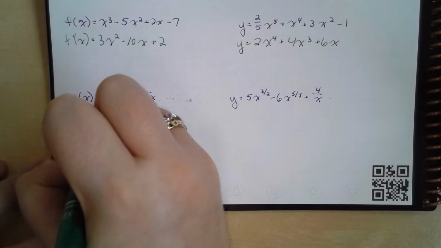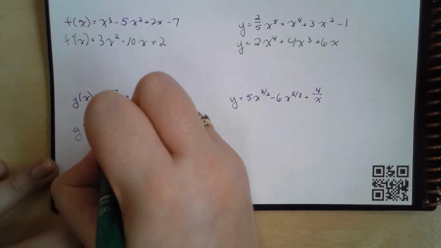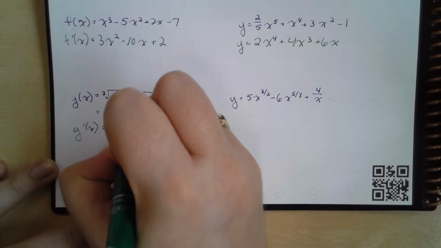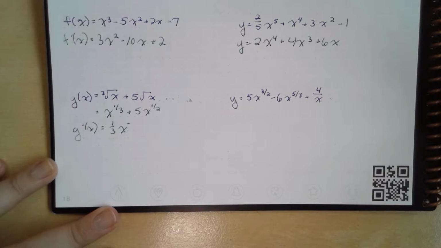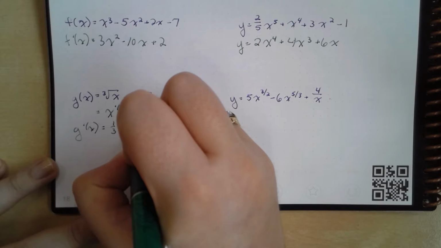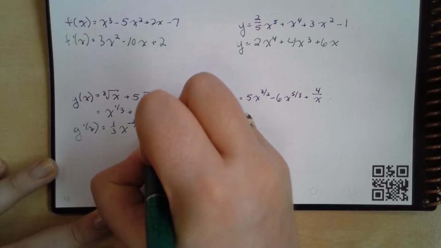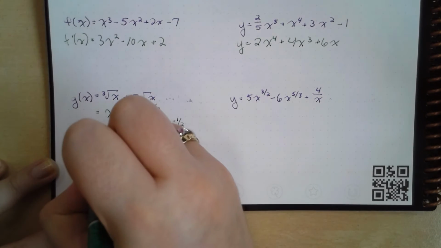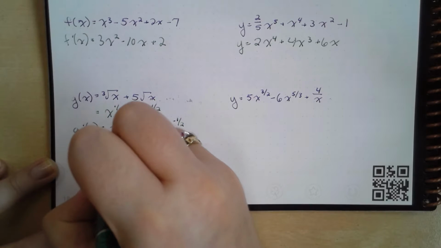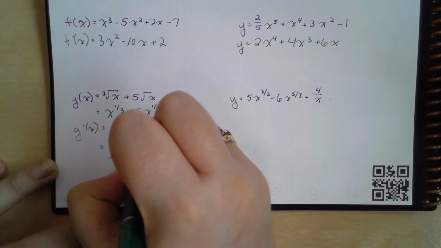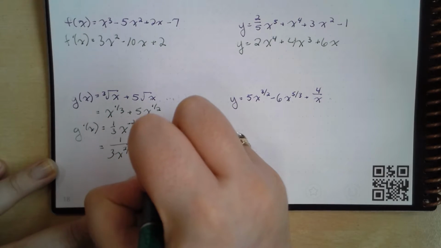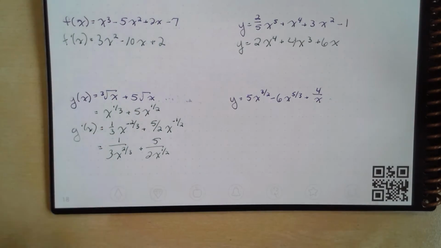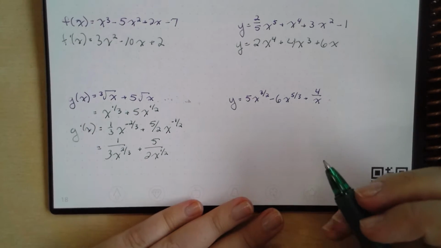So g prime of x is going to be equal to 1/3 x to the negative 2/3. Is that right? Negative 2/3 plus 5/2 x to the negative 1/2. So I can rewrite that as 1 over 3x to the 2/3 plus 5 over 2 radical x, whatever you prefer.